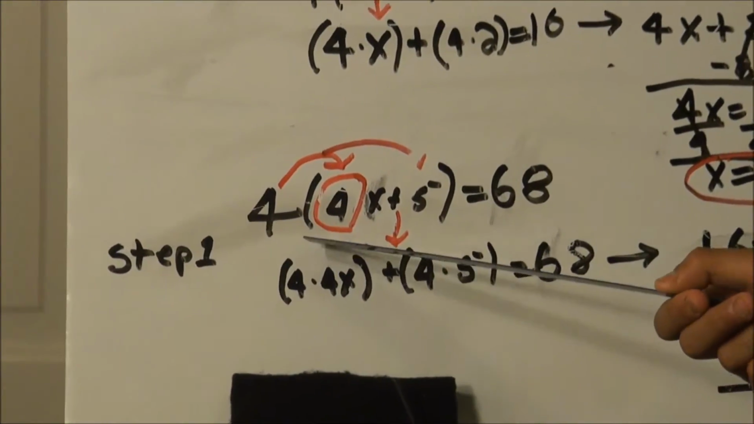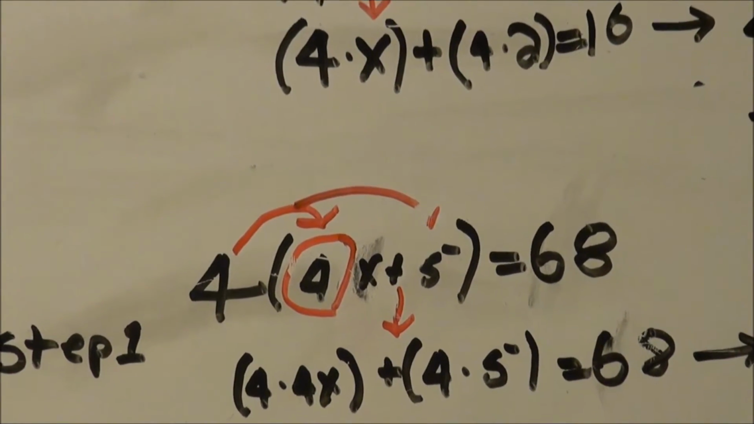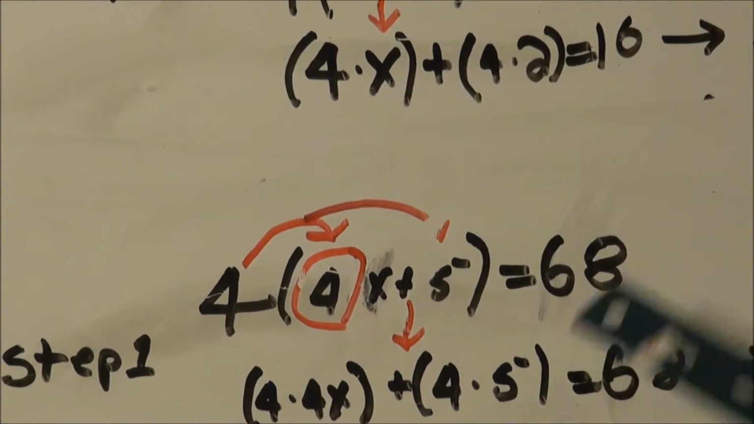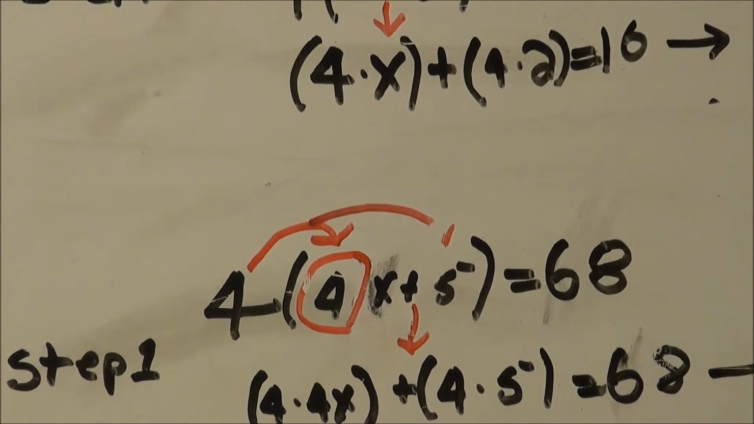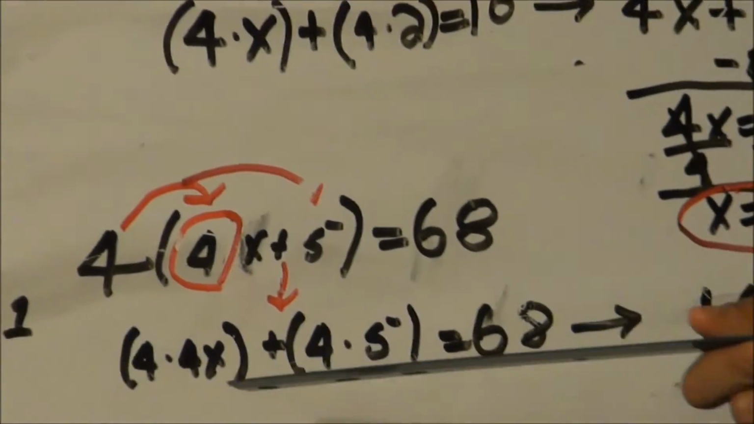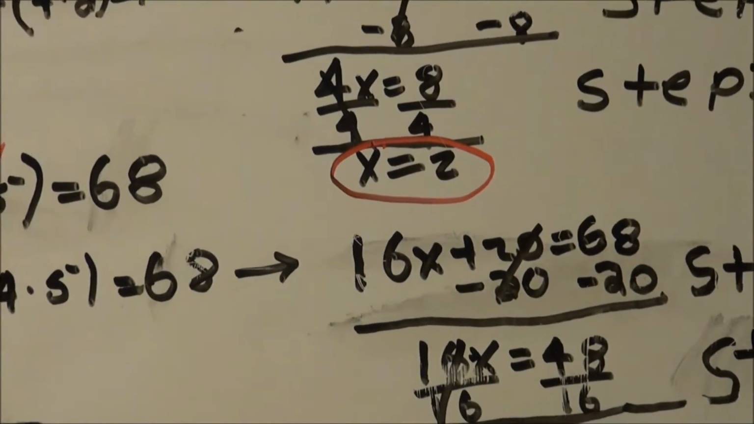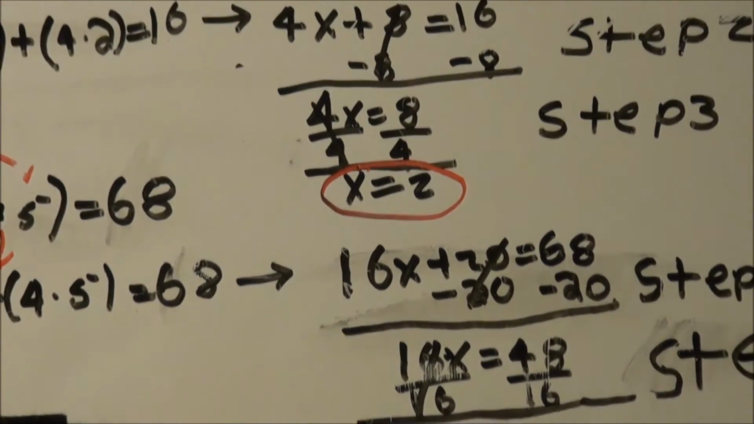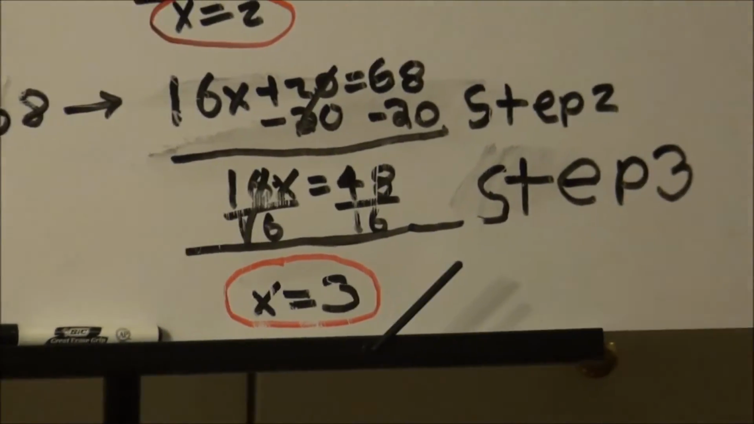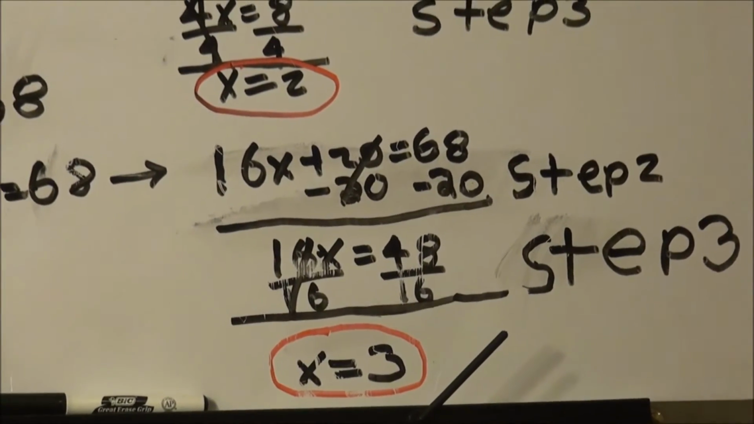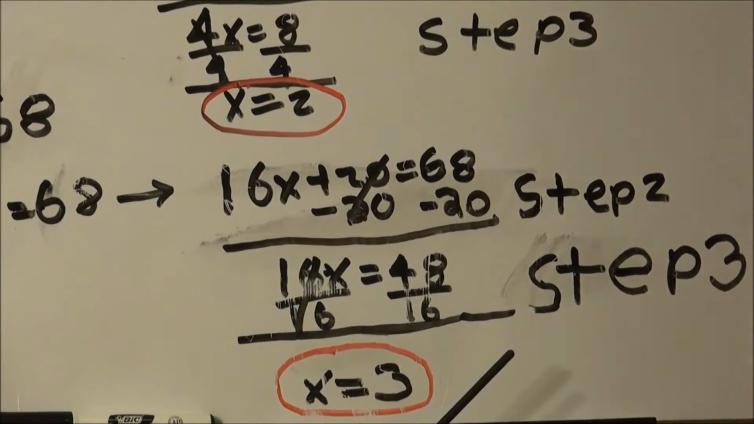Now, let's say you have a coefficient of x already in the parentheses when you start. 4 times the quantity of 4x plus 5 equals 68. How do we do that? Well, we multiply by the coefficient instead of multiplying by x. So we get 16x plus 20 equals 68. That means 4 times 4x is 16x, plus 4 times 5 equals 20. And then we have an easy multi-step equation. Our answer is x equals 3, because we subtract 20 from both sides and divide by 16.